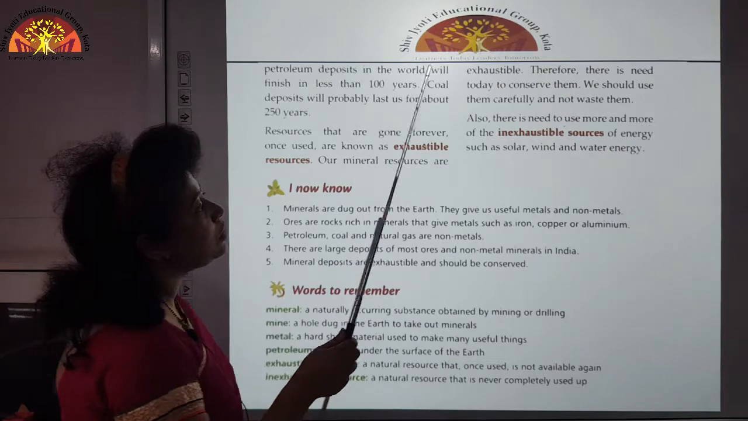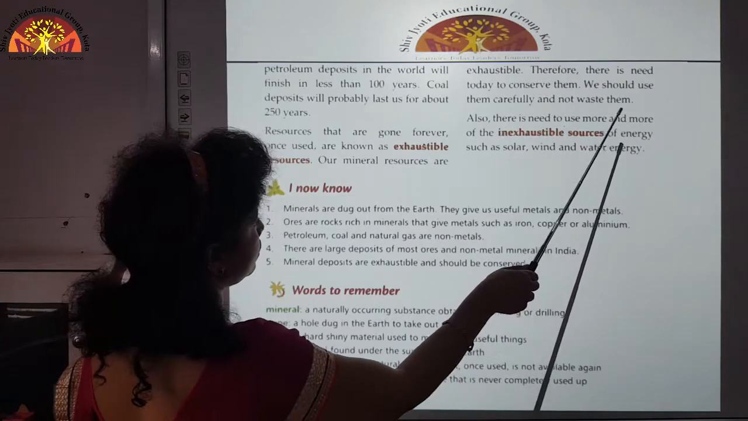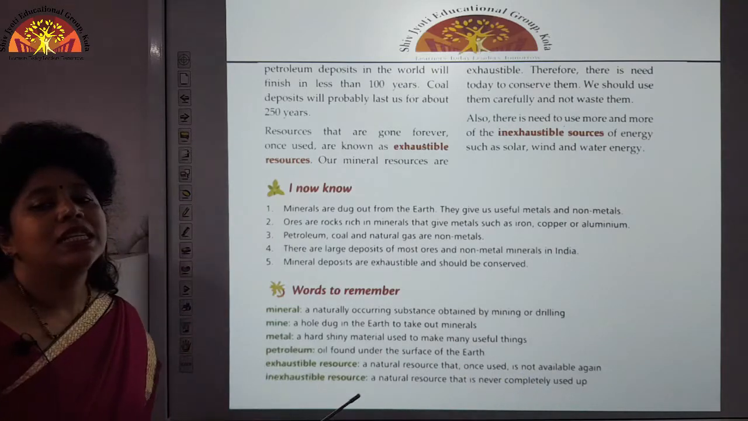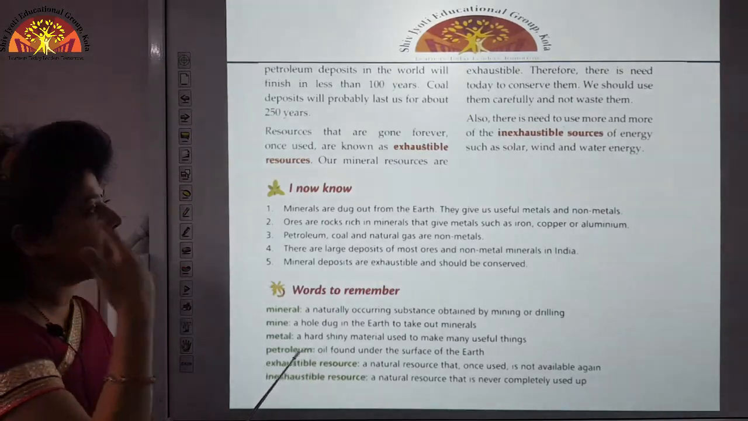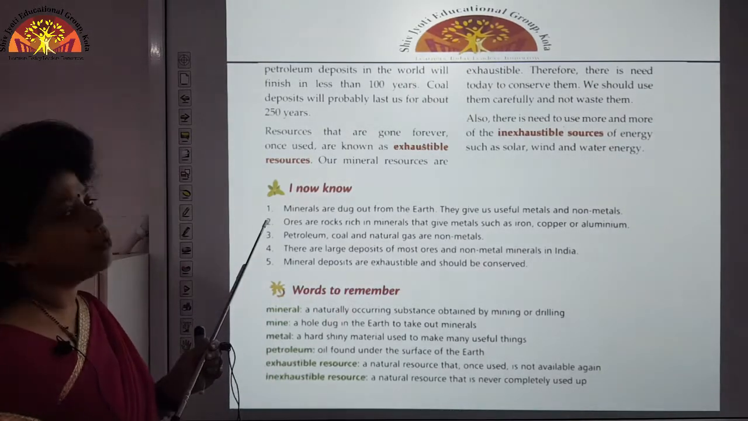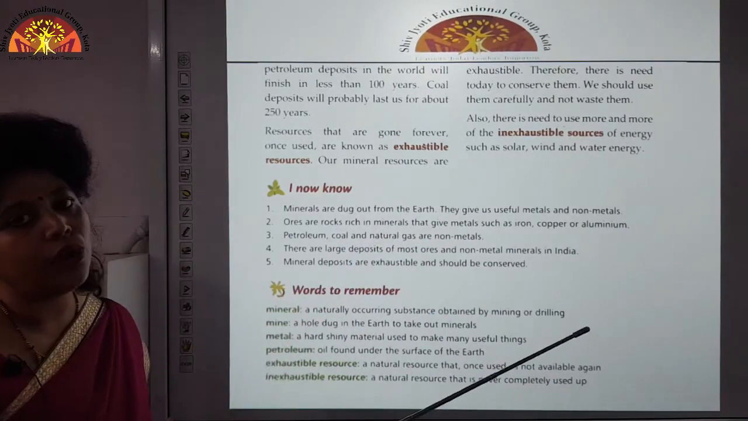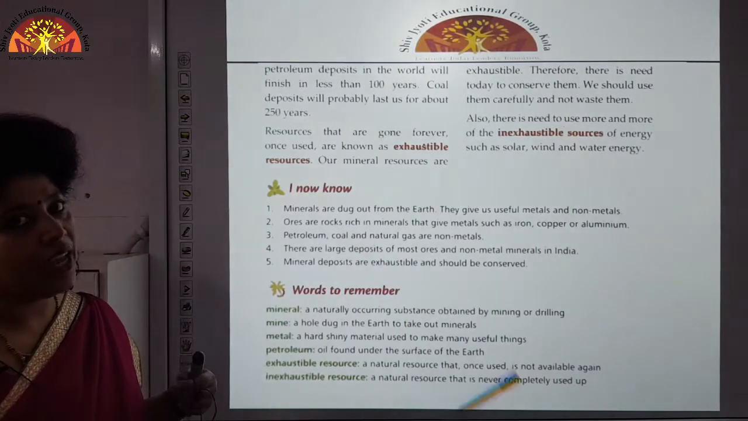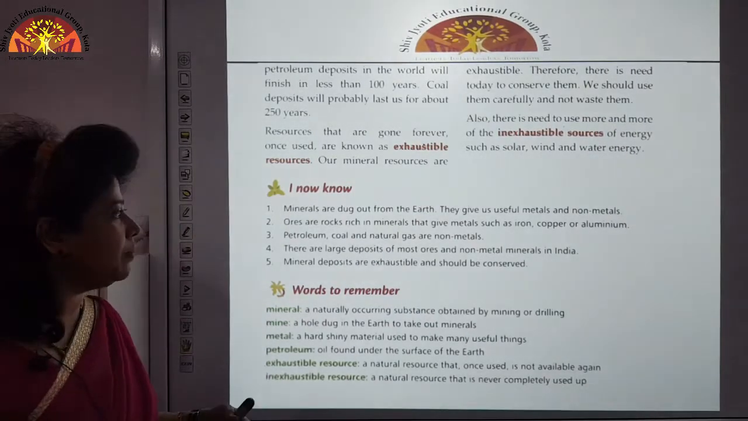Also, there is a need to use more and more of the inexhaustible sources of energy such as solar, wind and water energy. For example, the sun is always there, and we continuously get energy from sun, wind and water. So, instead of using exhaustible resources, we better use inexhaustible resources like sun, wind and water, which are continuously available and can be renewed one after the other. So, the better option to save these resources is to use inexhaustible resources.